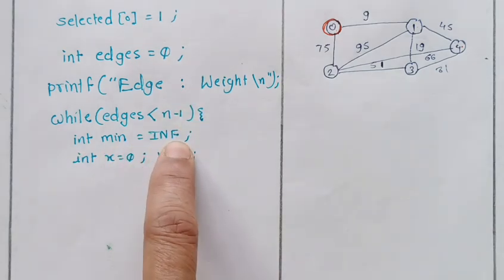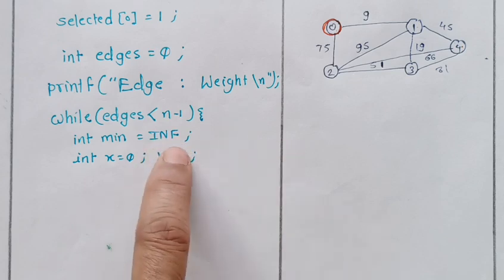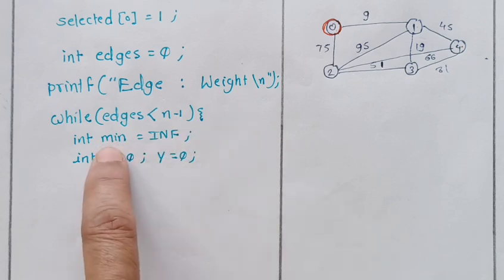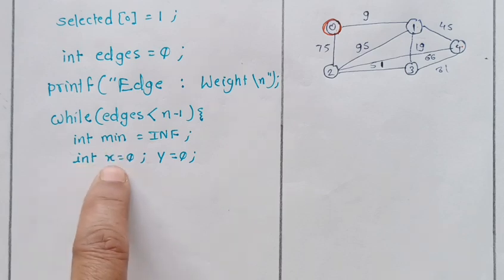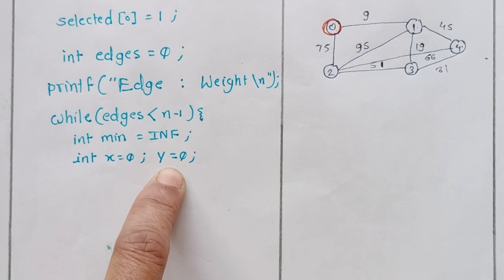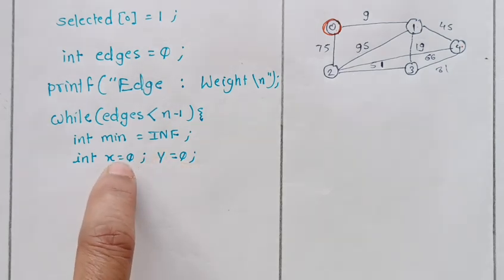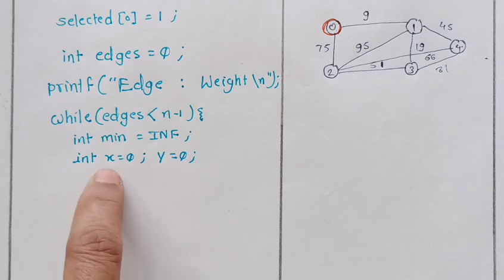Okay, so int min equal to INF. INF should be now 999 9, as many 9s as you want, you can give here. So that value we have to put in the main. Okay, and int, two variables you are declaring, that is x and y. So x equal to 0 and y equal to 0. These are the nodes from where to where you have to find out using x and y.